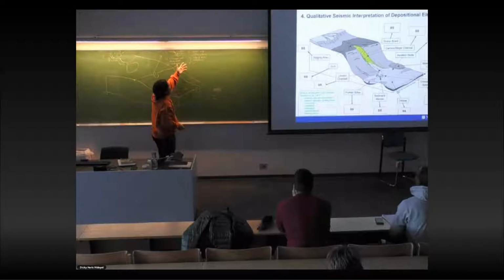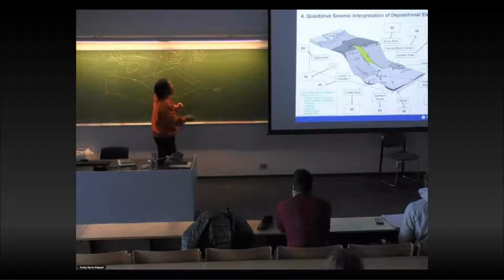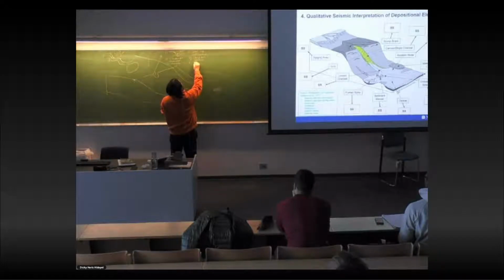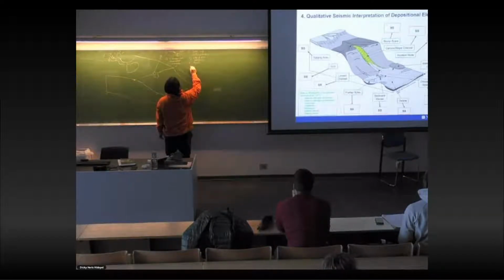Number 6, interval velocity. It's possible to have both low and high velocity, depending on this canyon fill. So both, and then external forms.